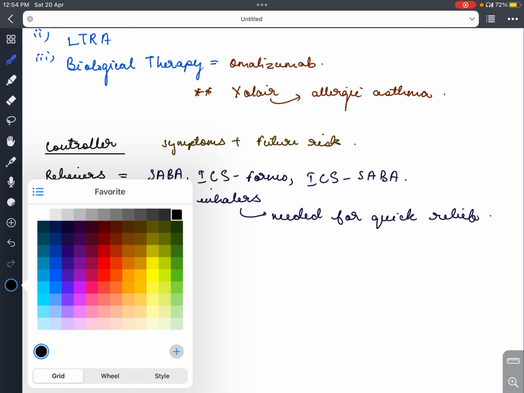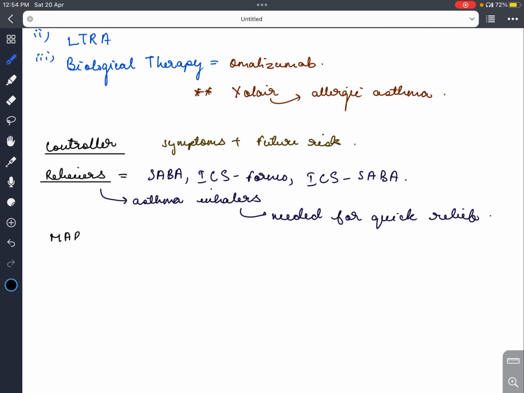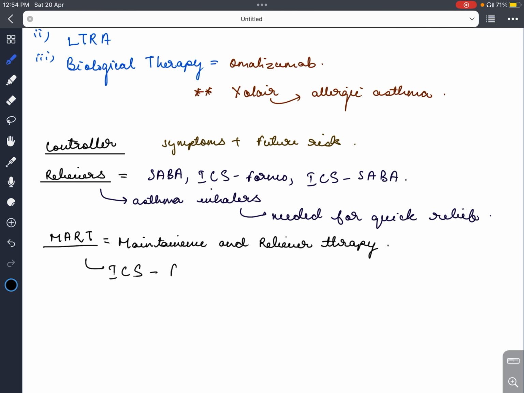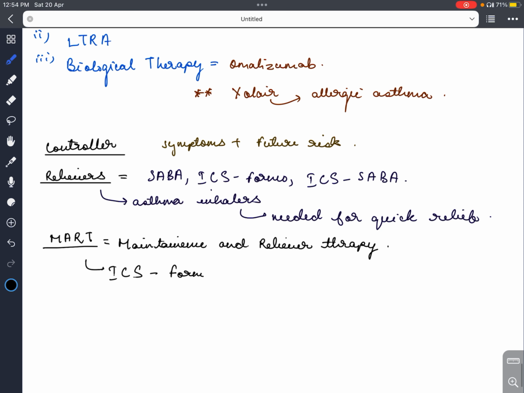So we have one more group of drugs here. We have our MART drugs. They are called MART drugs and they stand for maintenance and reliever therapy. Which drugs do we actually consider in MART? We have ICS, our inhalational corticosteroids, and the formoterol group. So this combination is used in MART.